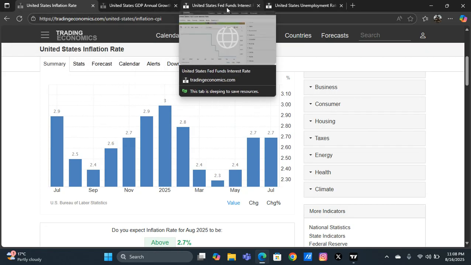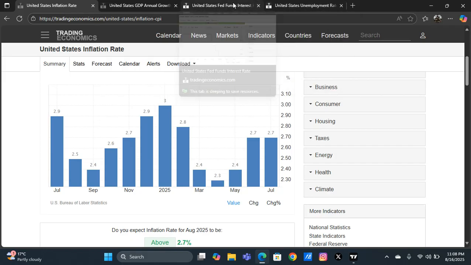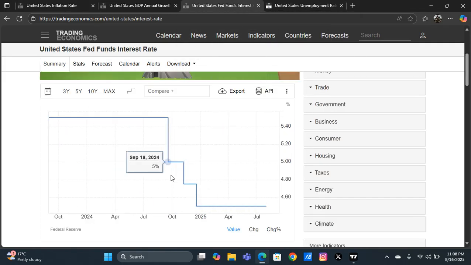Let me go to where my interest rates are. Okay, these are the interest rates. The US, when they were making their first interest rate cut, it was at 5.5%. And when they made the first interest rate cut, it was at 50 basis points. 50 basis points is when we have a 5.5%.